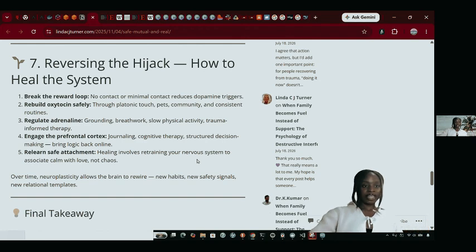But yeah, reversing the hijack, you have to break the reward loop. Let's say a workplace that is very toxic to you, you can break the reward loop by quitting the job. Just stop. Because the reward loop in that case would be your nine to five, your paycheck. So you have to break the reward loop. Then rebuild oxytocin safely in a work or career context. It would be learning how to have healthy boundaries and a healthy work ethic in your craft.